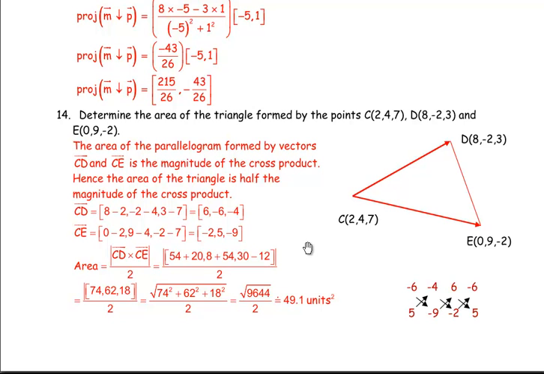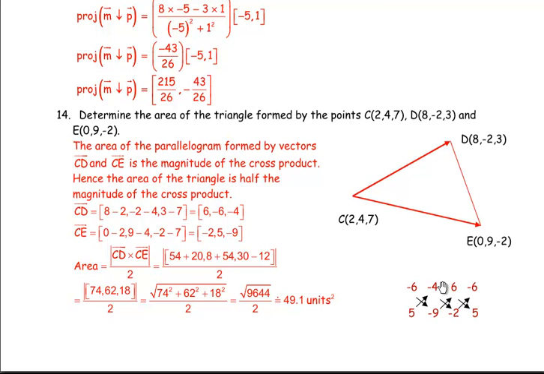That's just the definition of what the magnitude of the cross product is. It's the area of the parallelogram that those two vectors enclose. So, to find the components of these two vectors, remember we subtract coordinates. So for CD, we will go 8 take away 2, negative 2 take away 4, and 3 take away 7. That's what I've done here, so we get 6, negative 6, negative 4. For CE, we would go 0 minus 2, 9 minus 4, and negative 2 minus 7. And so that's negative 2, 5, negative 9. So that's the two vectors that we have to take the cross product of.